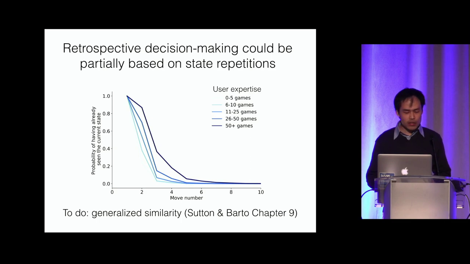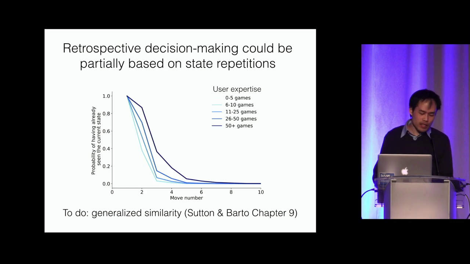So the darker colors are people who have played more games. And as you can see, for the first, second, third, and fourth move, where the counting is for both parties, you have decent probabilities that you have seen the state before. So you have a basis in your long-term memory to draw from. And now, this is probably not enough, because you see it quickly drops off around move three or four.